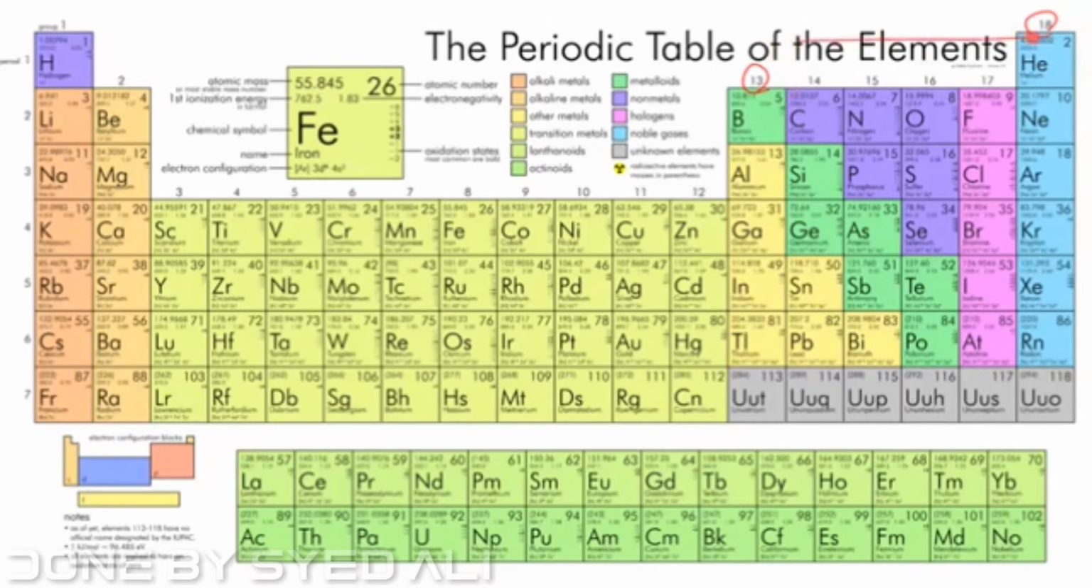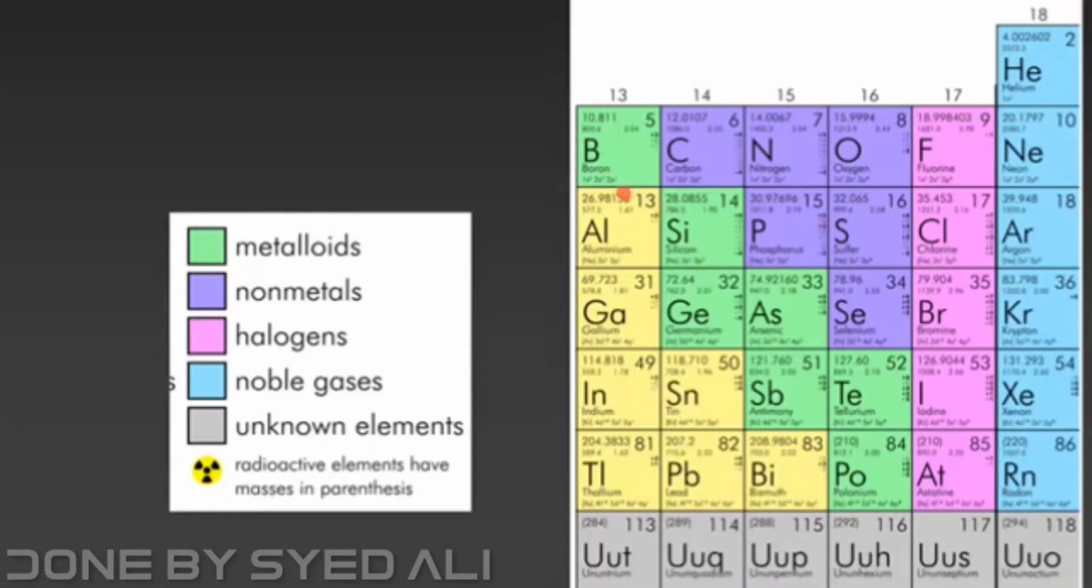If you notice, in all these elements, the last electron will go and get filled in the p orbital. The most important part is that in the first place boron, carbon, nitrogen, oxygen, fluorine, and helium are present. At the same time, it has metals, nonmetals, metalloids, halogens, noble gases, and unknown elements.